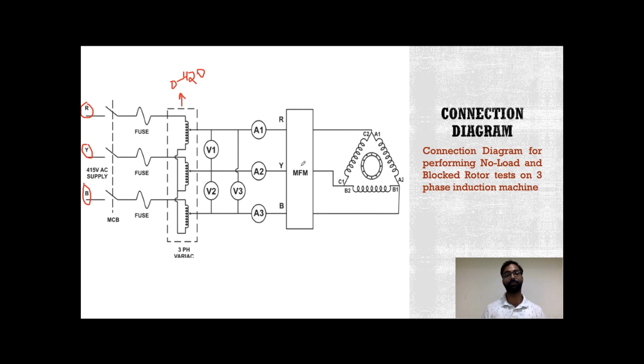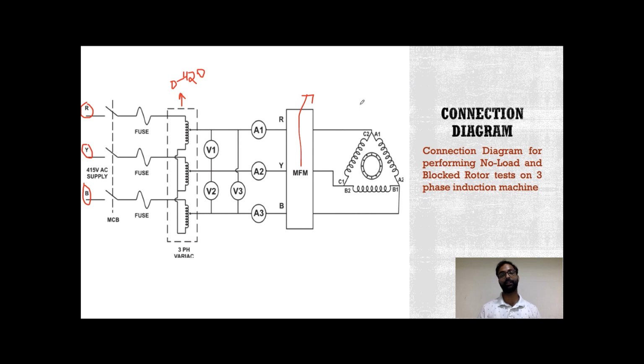After that, this is the multifunction meter. The multifunction meter will be used to measure the power and power factor of the machine at the no load condition. This circuit diagram, or connection diagram, is valid for both your no load test and block rotor test. With the multifunction meter you can find the no load power factor, no load power, and many other things, but in this experiment we will need only power and power factor.